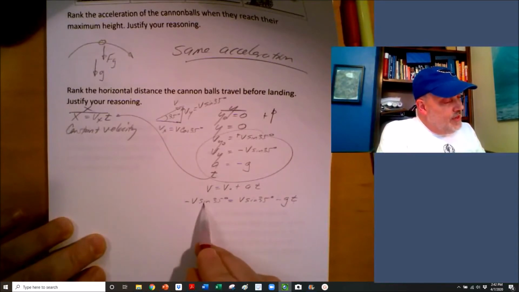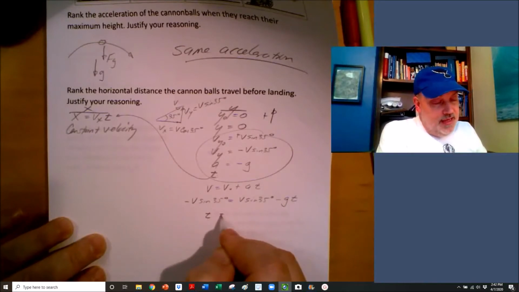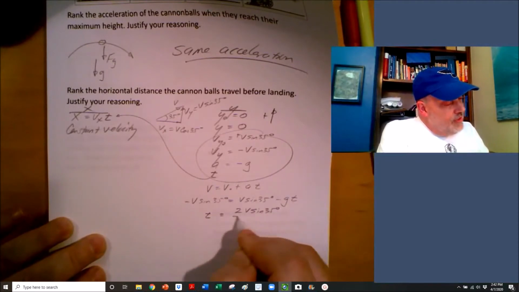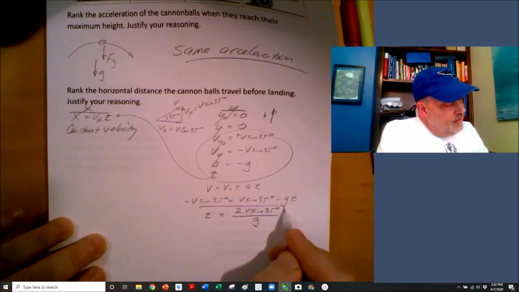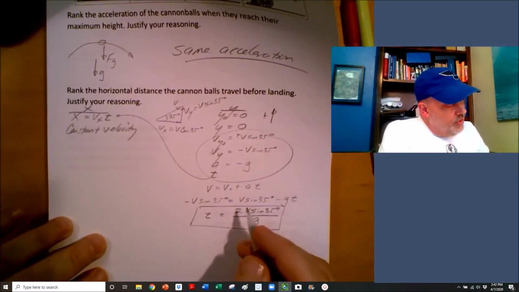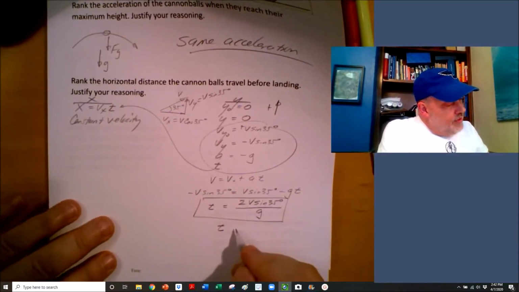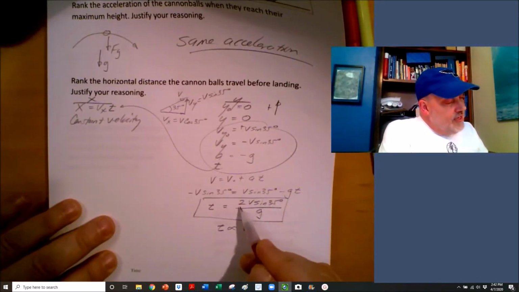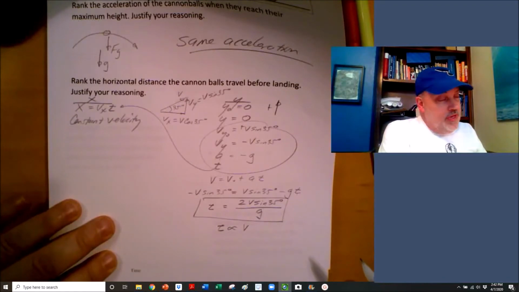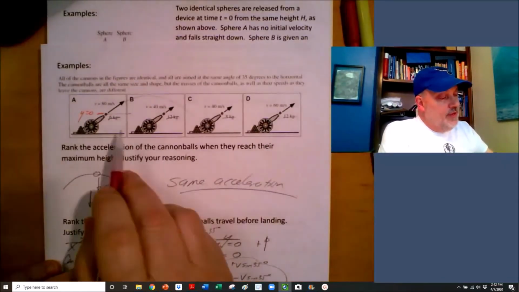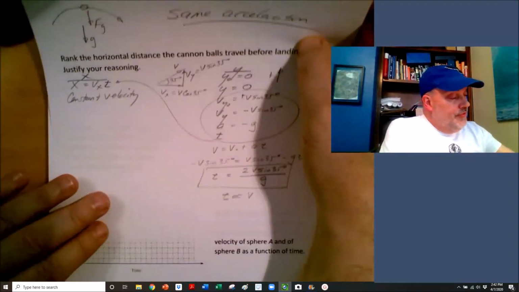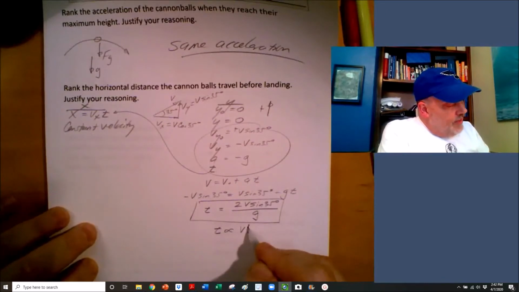So I'm going to move this to this side. That'll double this negative. My negatives will cancel. So I end up with t equals 2v sine of 35 degrees over g. There's our time. I want you to notice that the time is proportional to the launch velocity. 35, g and 2 are all the same for each one of these launches, right? They all have the same angle, and they all have the same gravity pulling them down. So that means that as the velocity goes up, the time goes up.